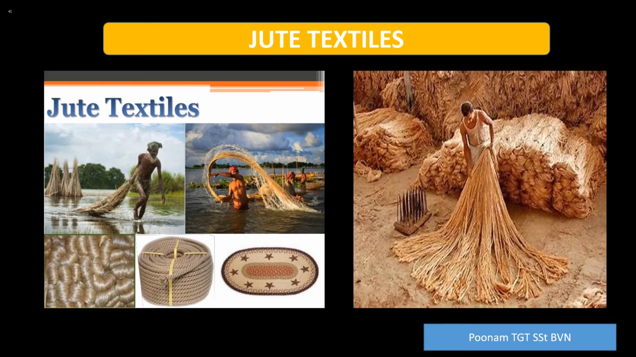Jute textiles are the second type of agro-based industries. India is the largest producer of raw jute and jute goods. It stands at second place as an exporter after Bangladesh. The first jute mill was set up near Kolkata in 1855 at Rishra. Students, this is again a 1-marker CBSE question.